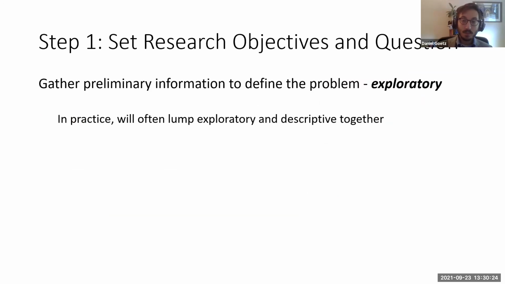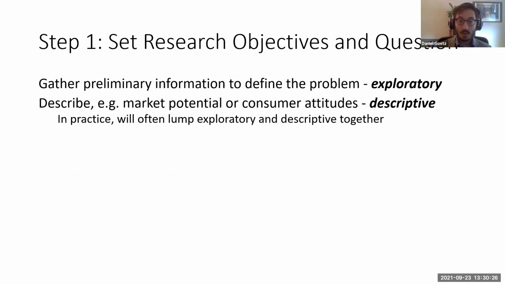So first step, setting research objectives and your research question. There's a few different kinds of research objective. So the first one is an exploratory objective. So an exploratory objective means I want to gather information to understand the problem, right? An exploratory objective can be sort of quite vague.